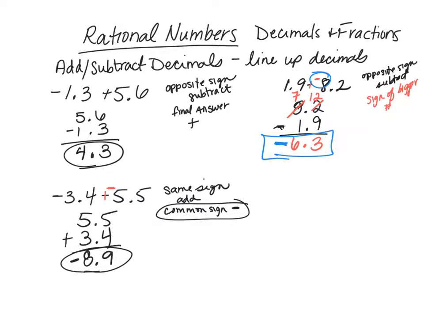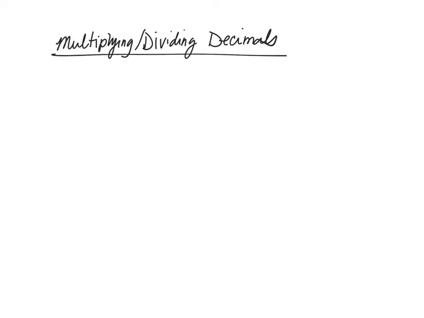All right. And let's look at multiplying and dividing decimals. So when we're multiplying and dividing decimals, we just line them up as if there were no decimals. We don't need to line up the decimal points. And what we do is we count how many digits are behind the decimal point, and that's how many digits will be behind the decimal point in our answer.